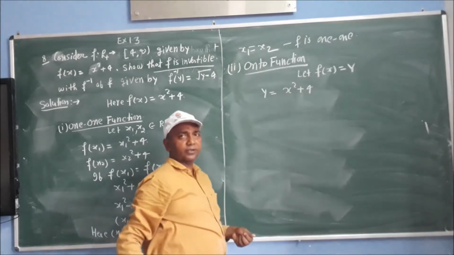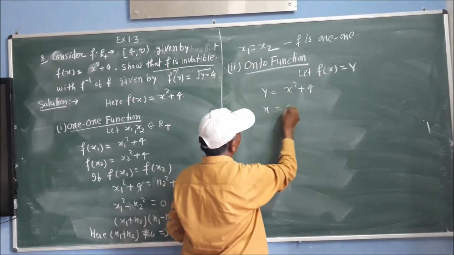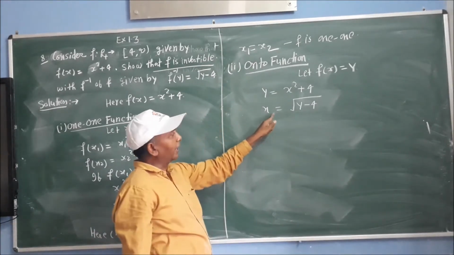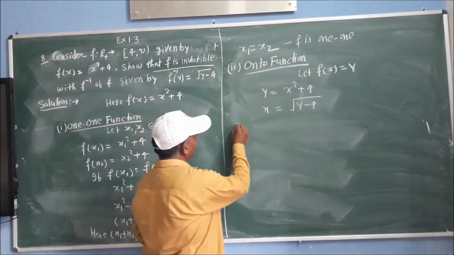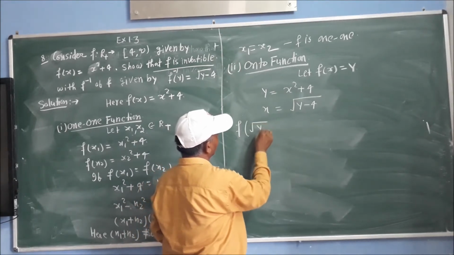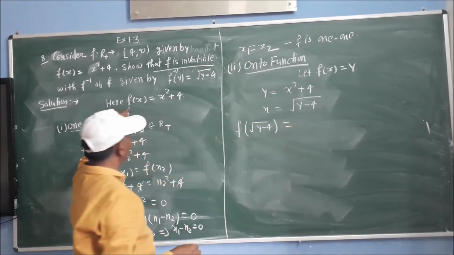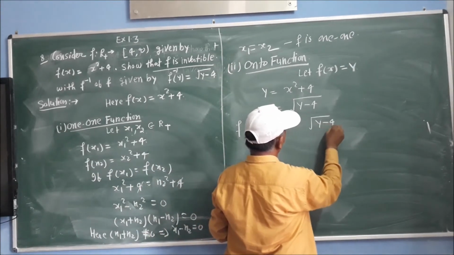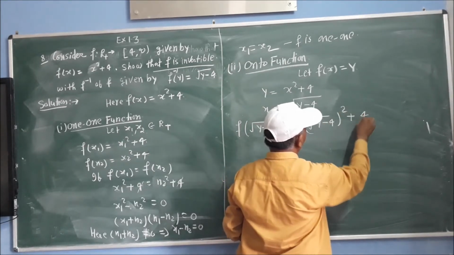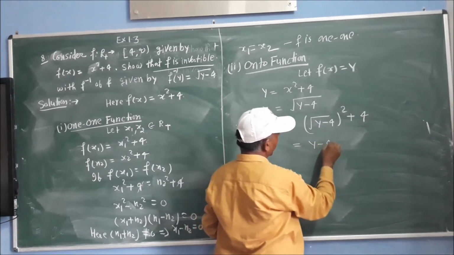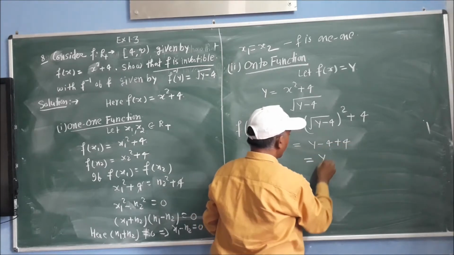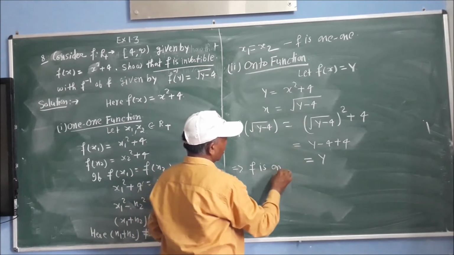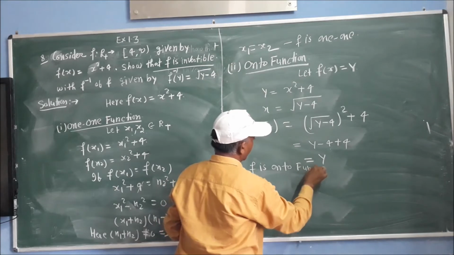So what is the value of x? Here x can be written as y minus 4 under root. x will be equal to under root y minus 4. So what is the value of f of under root y minus 4? Here your function is f(x) is equal to x square plus 4. So this can be written as under root y minus 4 whole square plus 4, which is equal to y minus 4 plus 4, which equals y. That means f is an onto function.